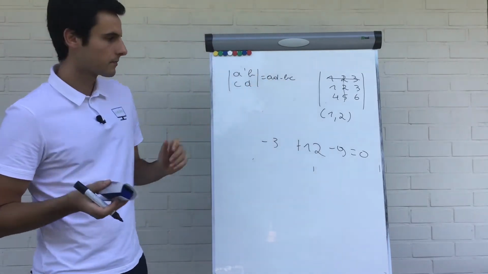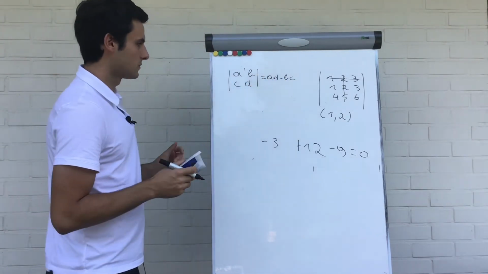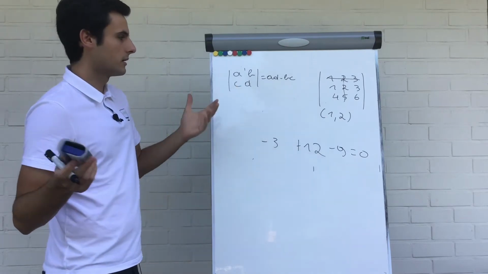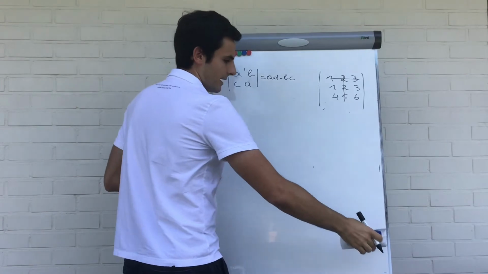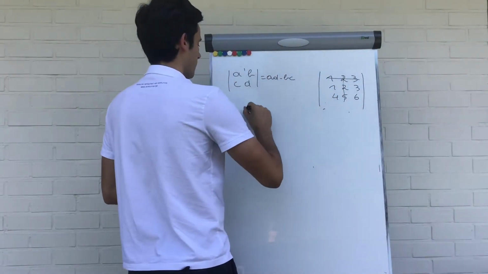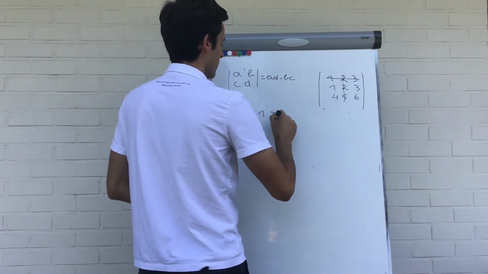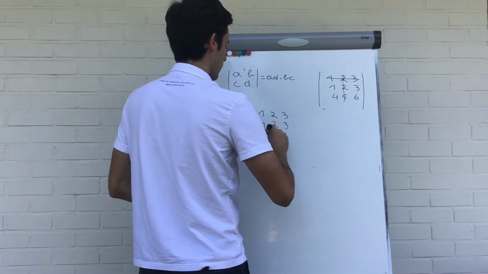this matrix is 0. So how do you see that before calculating anything? Now, we had the matrix 1, 2, 3, 1, 2, 3, 4, 5, 6.